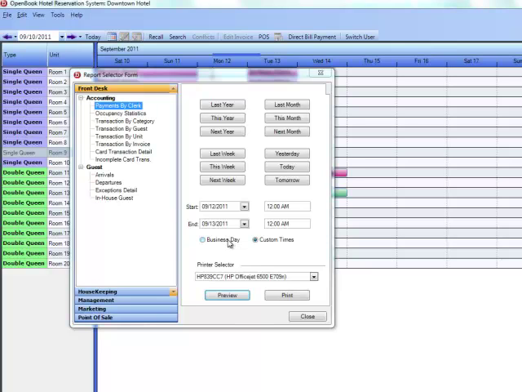Select Business Day rather than Custom Times if you want the report to default to the exact time your business days were open during the time frame selected, or if you want the numbers to match the numbers on the management reports. Select Custom Times and the report will default to 12 a.m. to 12 a.m. the following day, or just enter your own times.